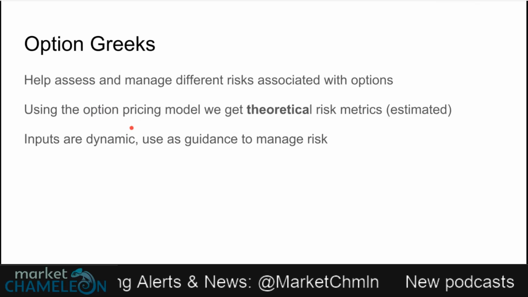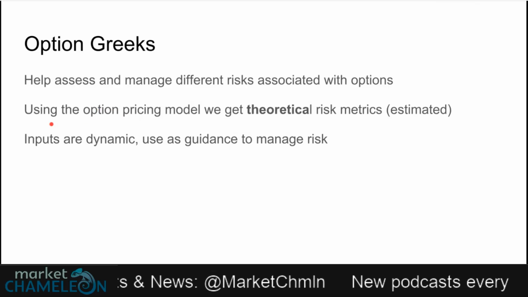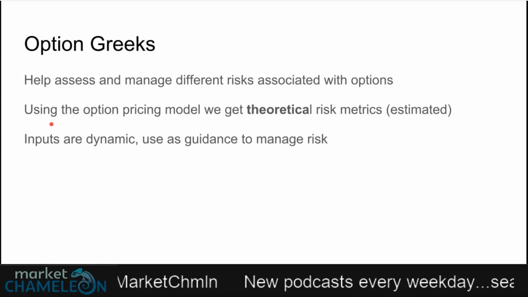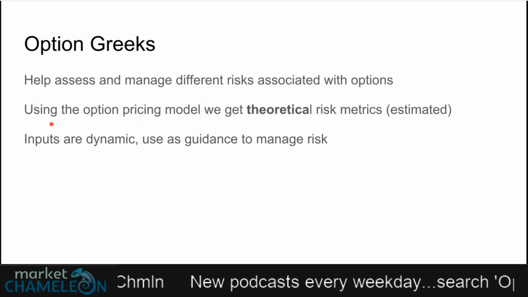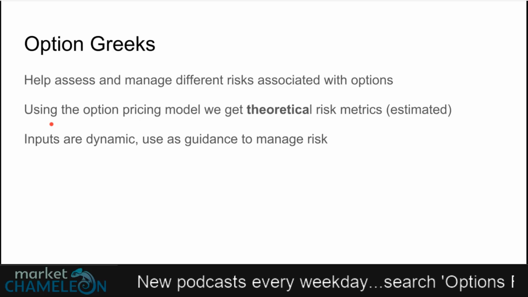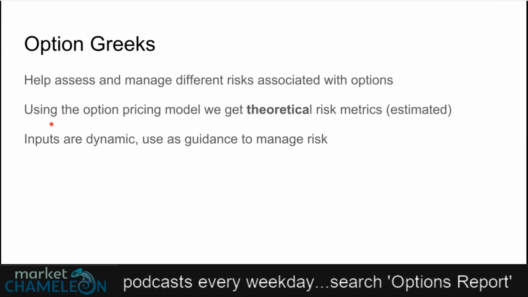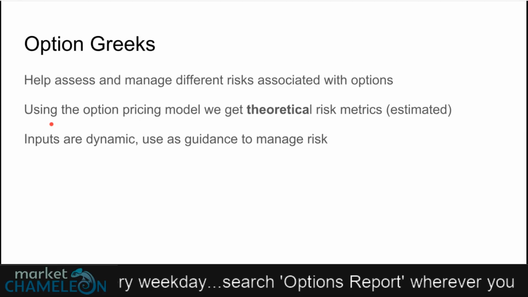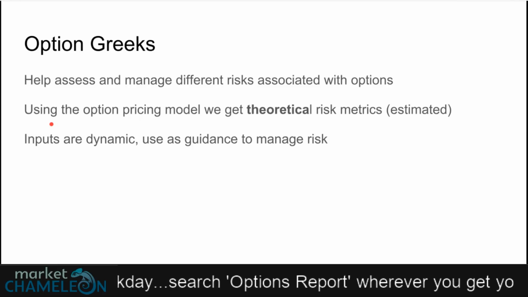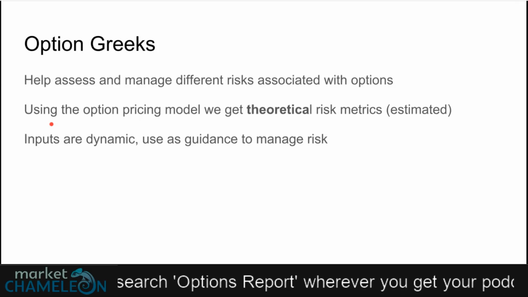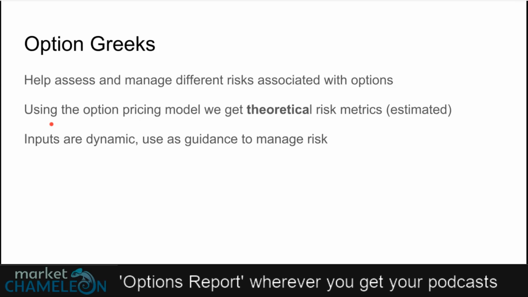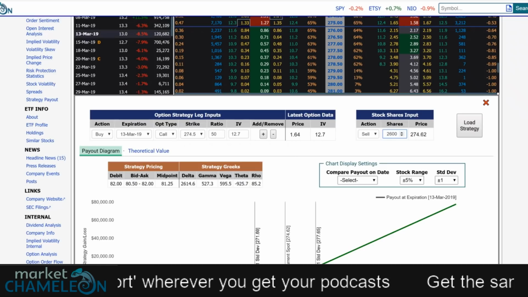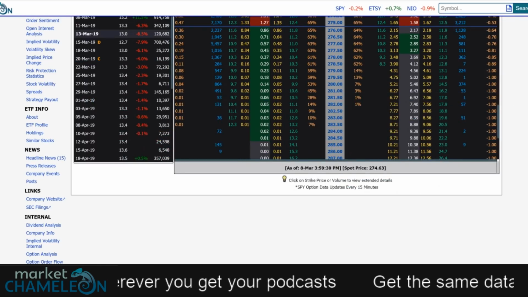I've seen some videos and people talking about how exact the Greeks are. They're taken out of the options pricing model, and these are theoretical risk metrics. What I mean is they're estimates, because in options it's statistics, so nothing is exact. When you flip a coin, there are two possible outcomes: either heads is going to come out or tails is going to come out.